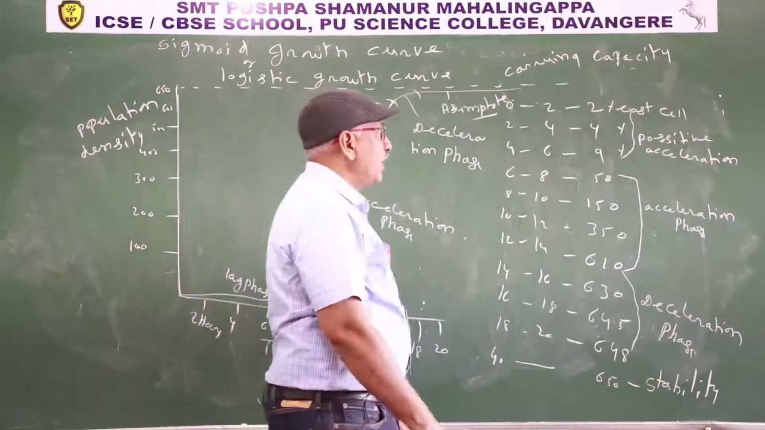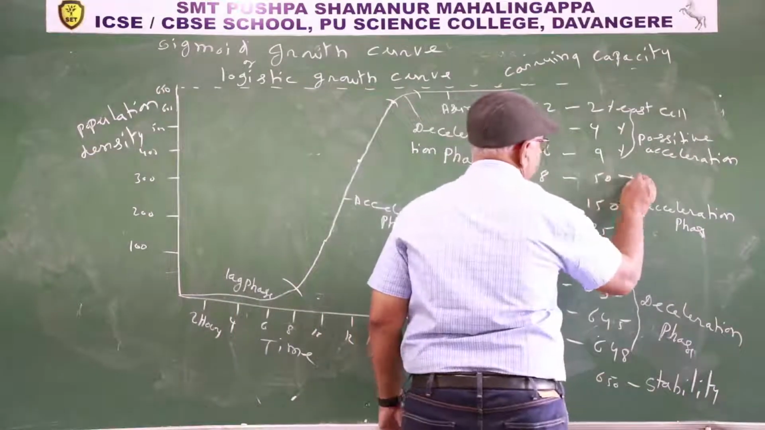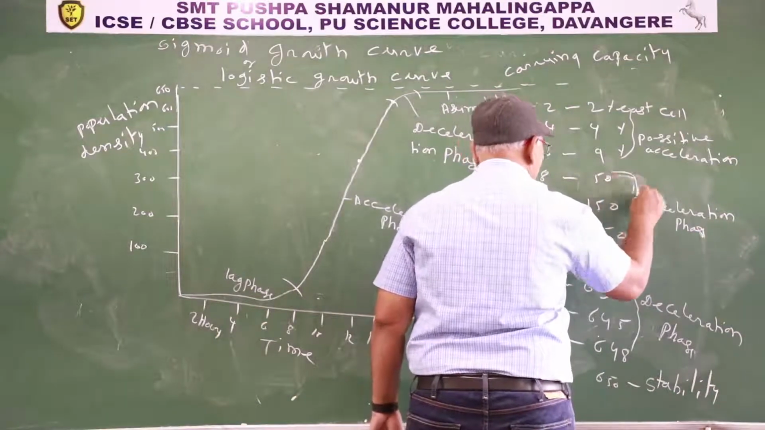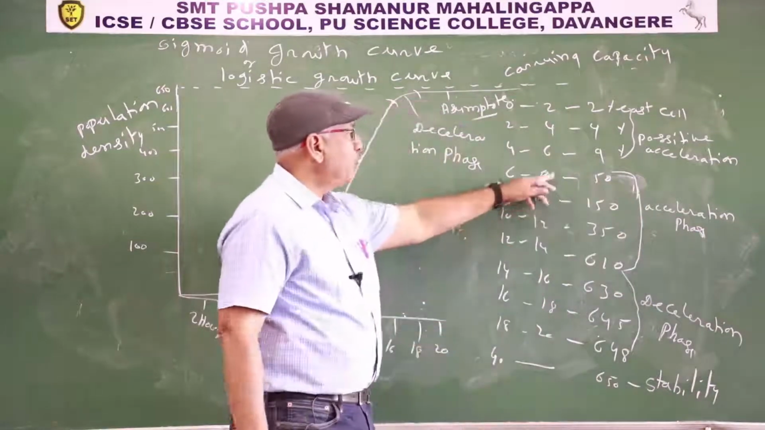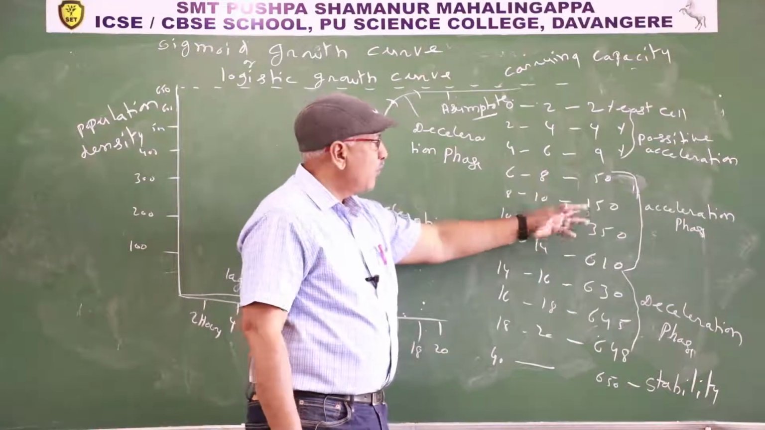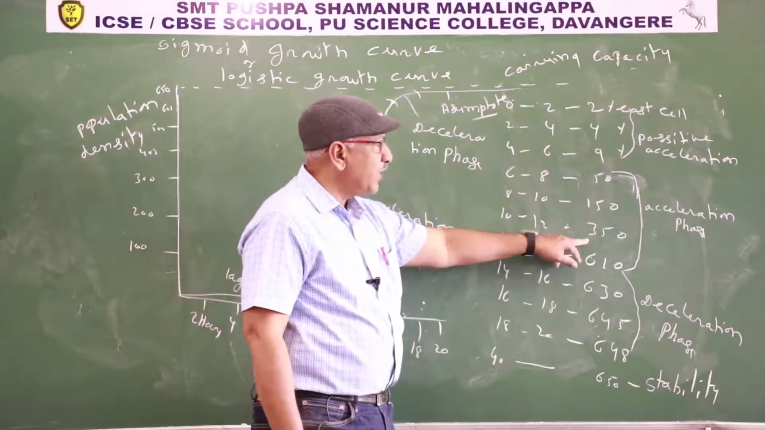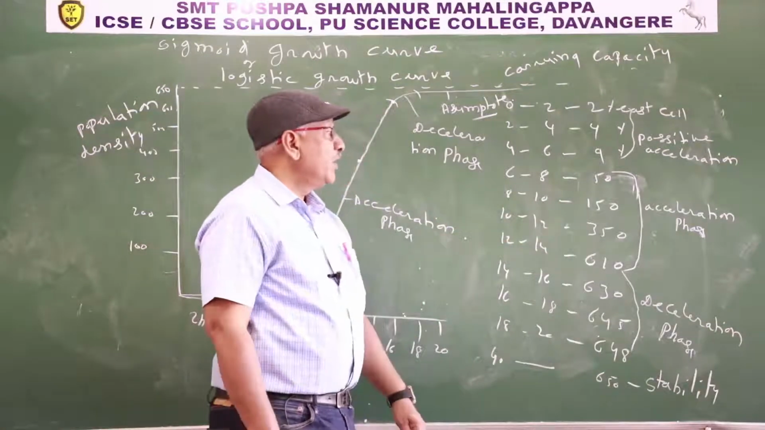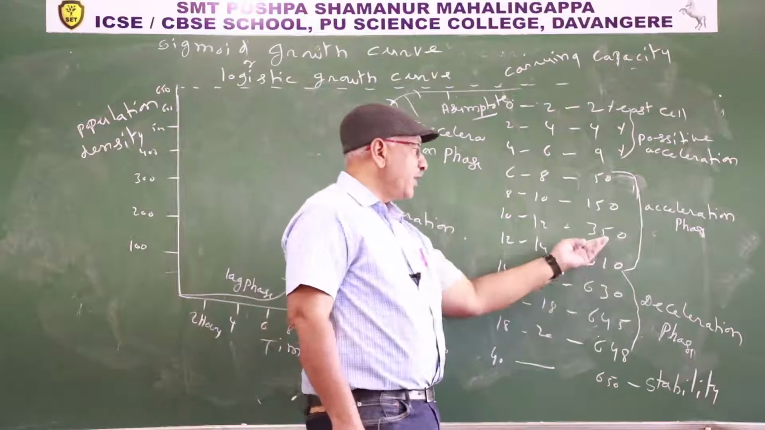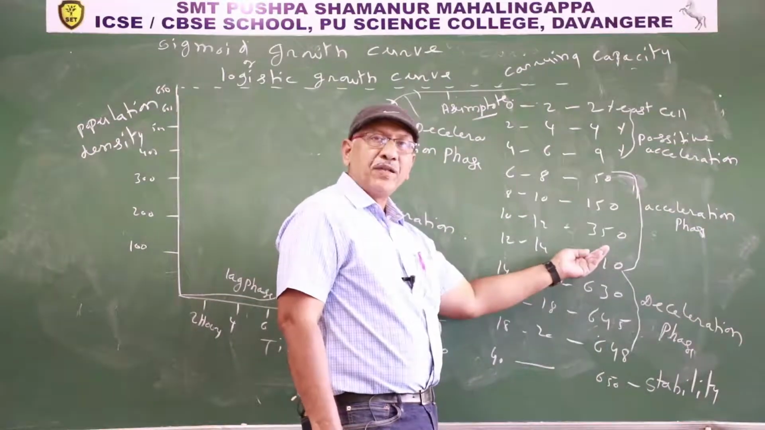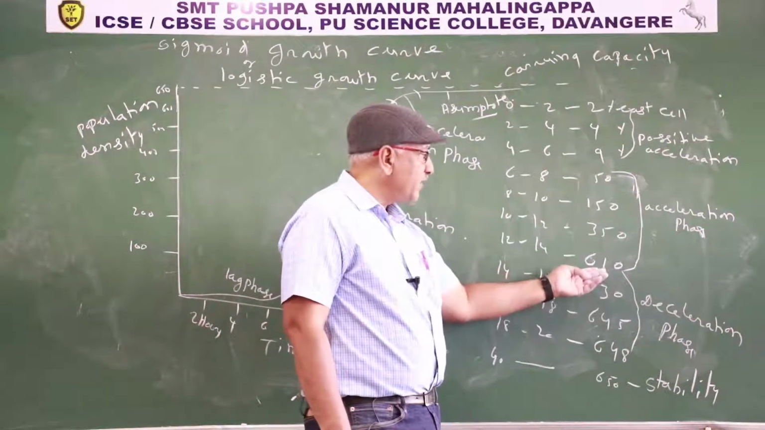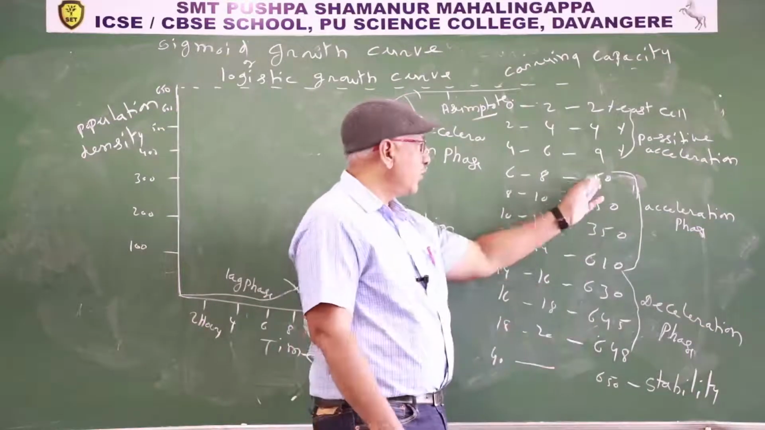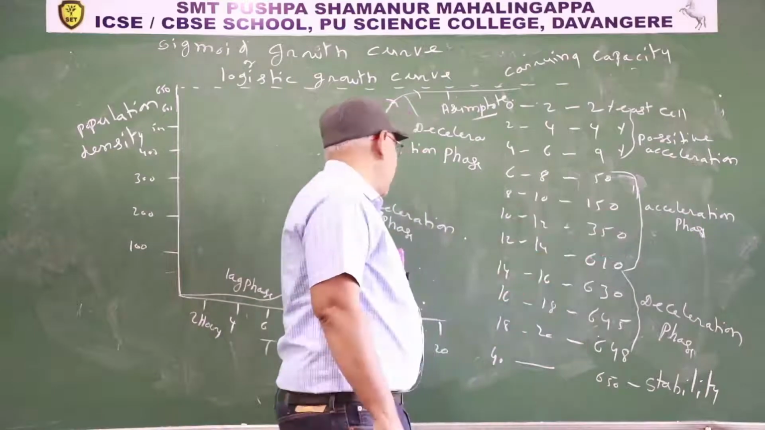So the growth rate is rapid. 50 becomes 150, 100 added. 150 becomes 350, 200 added to the original population density. 350 becomes 610, so 260 added. So this phase is known as the acceleration phase. Growth rate is rapid: acceleration phase.